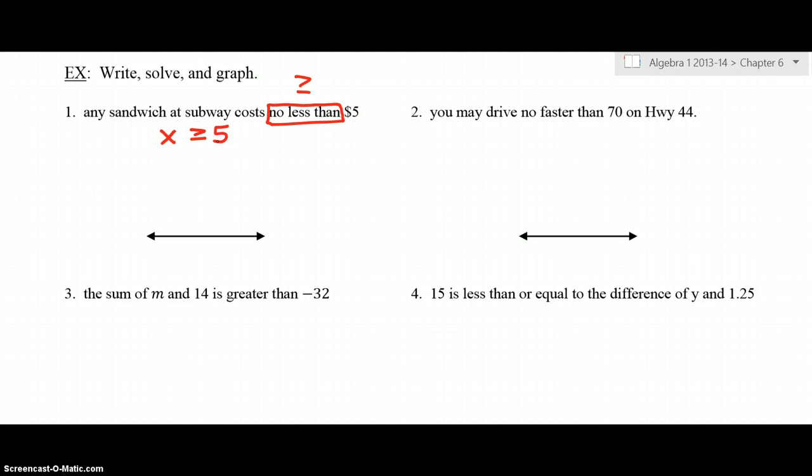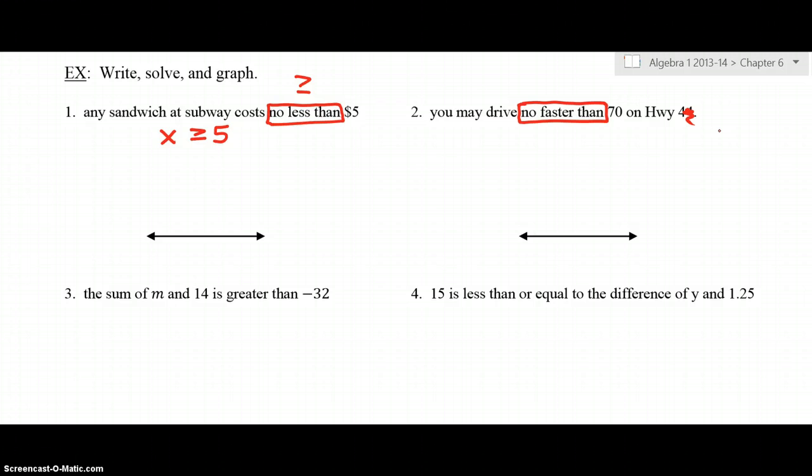For number 2, you may drive no faster than 70 on Highway 44. So no faster than. Now there's 2 numbers in this problem. Which one do we not really care about? The 44. The 44 is just the name of the highway. It has nothing to do with our inequality.